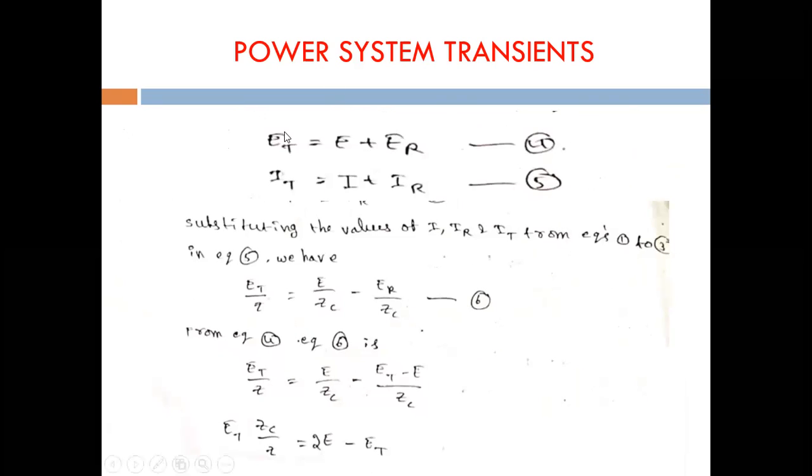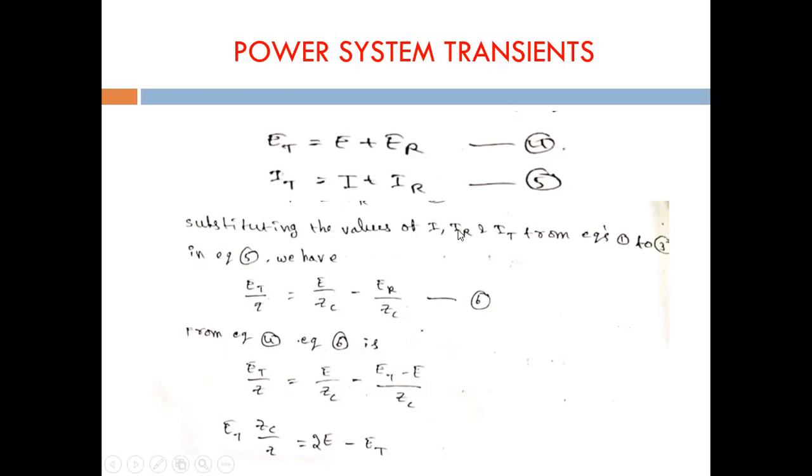Next, we write down the transmitted voltage ET. ET is equal to E plus ER, where E is the incident wave and ER is the reflected wave. Then, similarly, we write down IT. IT is equal to I plus IR. This is equation number 4 and this is equation number 5.